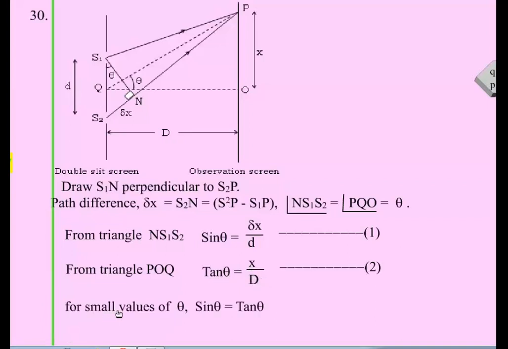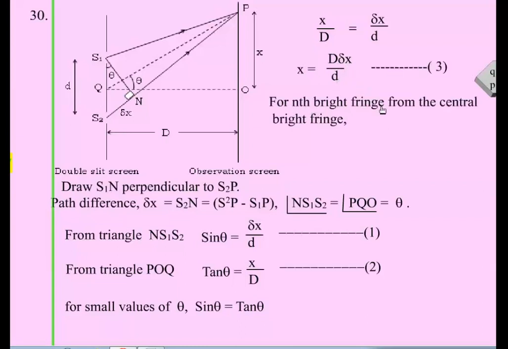So now for small values of theta, look at this, point P is very close to O, therefore this angle theta is very small. For small angle sin theta is equal to tan theta. This is because sin theta is almost equal to theta and tan theta is also almost equal to theta, therefore they are equal. By equating the right hand sides of 1 and 2, we get x by D is equal to delta x by d. Cross multiply, we get x is equal to D delta x by d. Take it as equation 3.